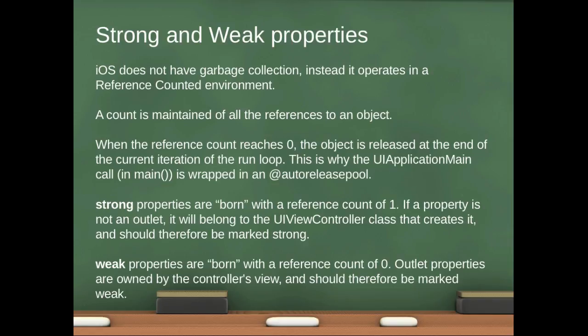So what is a reference count? A reference count is simply a count of the number of references made to an object. In other words, how many classes, how many objects have a pointer to this object? And how many pointers does maybe one object have? In other words, the sum total of the number of references to every object is that object's reference count. When that reference count reaches 0, the object is going to be released. But it doesn't get released immediately. It gets released at the end of the current iteration of the run loop.